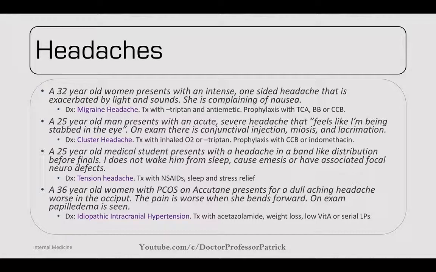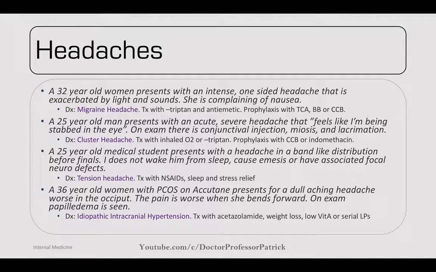Next is a 25-year-old medical student who presents with a headache in a band-like distribution before finals. It does not wake him from sleep, cause emesis, or have associated focal neurological deficits. This is classic of a tension headache. There's no red flag signs. You want to treat this with NSAIDs, sleep, and stress relief.